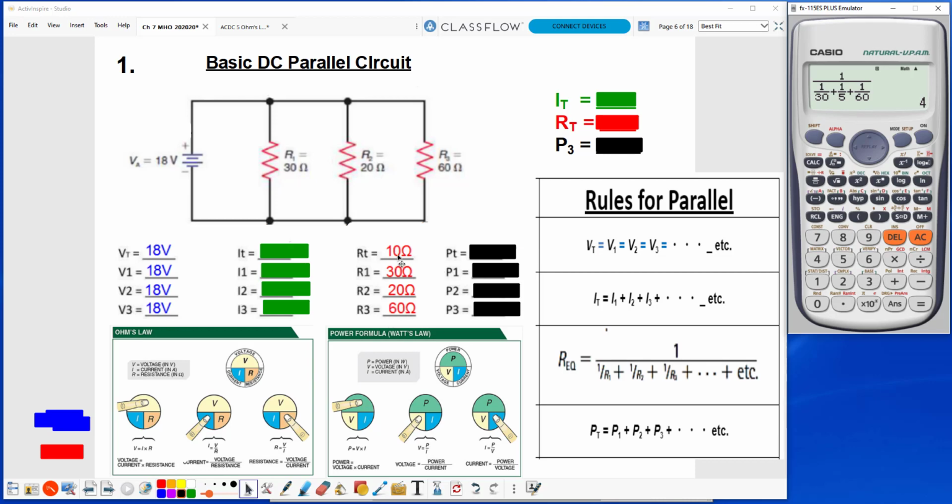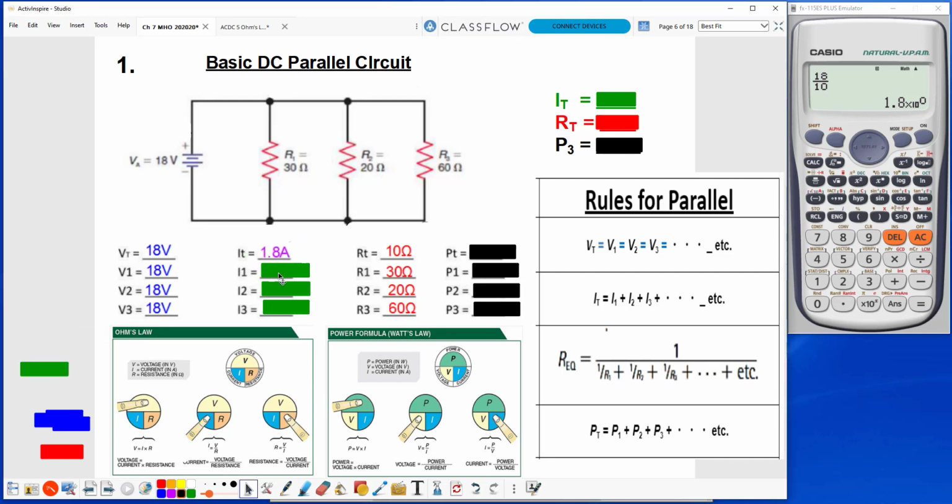Alright, now that I have my RT, I can find my IT using Ohm's law. If we look right here, if I'm looking for I, I cover up I, and that shows me V divided by R. So I take the 18 volts divided by 10 ohms. Hit equals, hit engineering, 1.8 times 10 to the 0, so that's 1.8 amps.